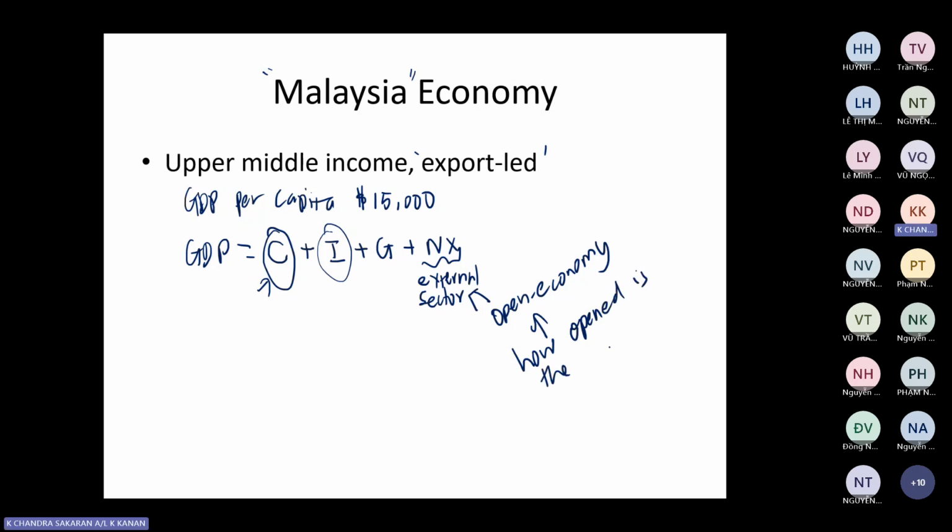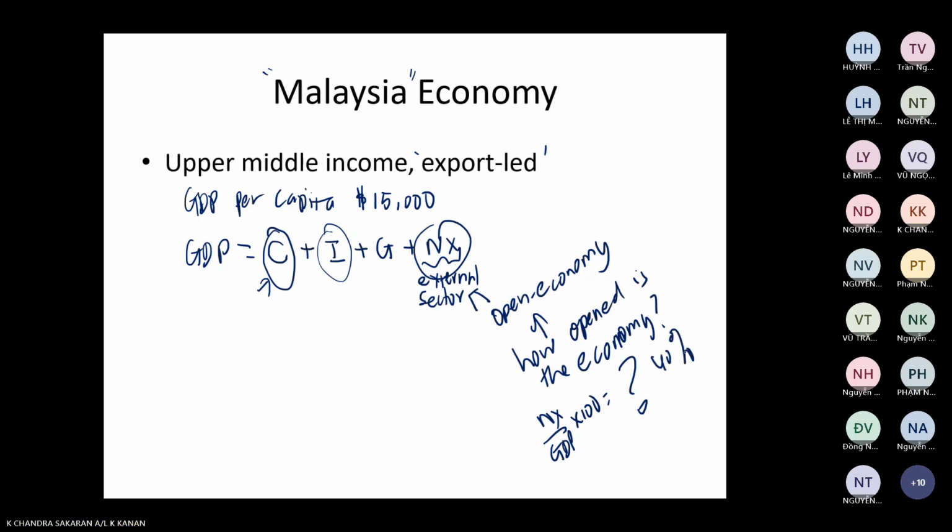So how to find how open is the economy? What you must do is find out the contribution of net export over the total GDP times 100. You find the percentage. If it is a very high percentage, that means very open. Let's say you get 40%. That means 40% of the GDP depends on the net export. That means it's a very open economy.